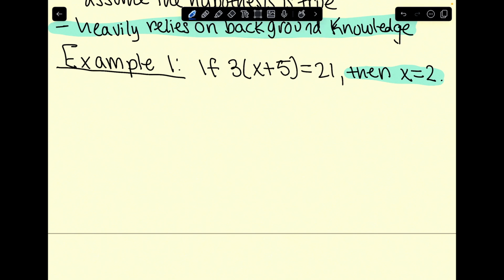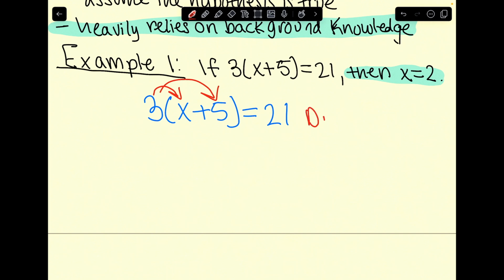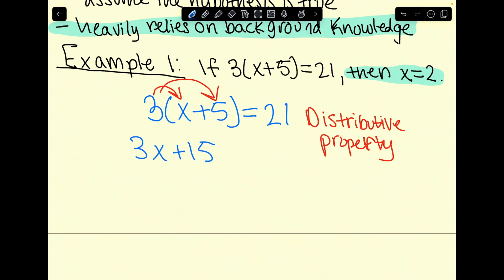So let's directly prove that x is 2. So we have 3(x plus 5) is equal to 21. Well, in order to start this equation off, we need to eliminate the parentheses, and we do so by distributing 3. And this method is obviously the distributive property. And so then on the left-hand side, we have 3x plus 15, and then all of that is still equal to 21.